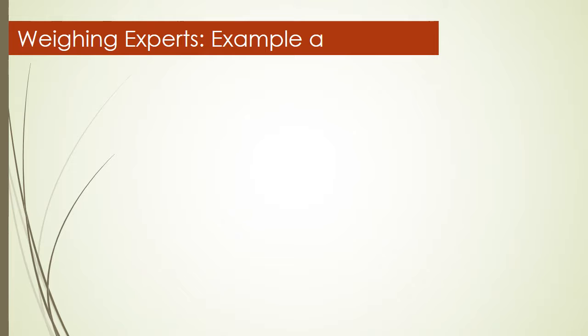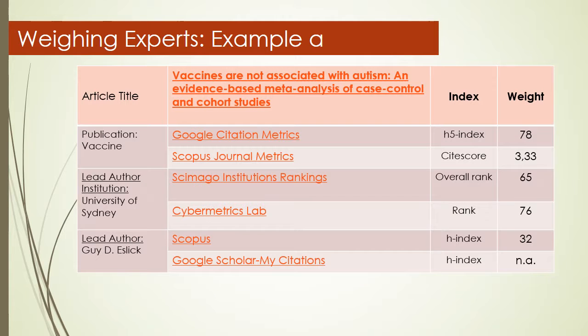The first article we assess is "Vaccines are not associated with autism." So what you have to do is to enter the name of the publication where the article was published. It's the journal called Vaccine. So you enter Vaccine in Google Citation Metrics, and their index, which is an H5 index, gives you 78. Scopus Journal Metrics gives a CiteScore of 3.33.